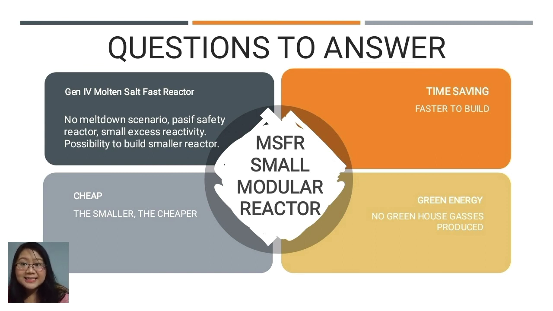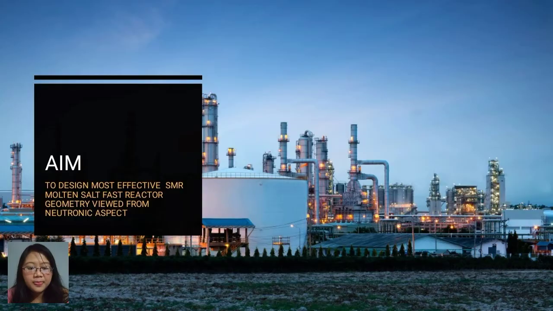And it is possible to build a smaller reactor using this type of reactor, and if we make it smaller, it is also time saving, and it will be cheaper. And last but not least, it's still green energy. And the aim of my study here is to design the most effective small modular reactor of molten salt fast reactor geometry viewed from the neutronic aspect.